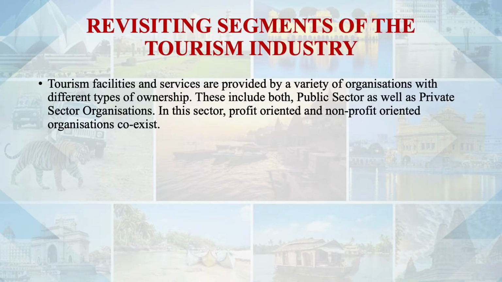Now, I'm very sure that you would have worked on segments of the tourism industry. Let's revisit them. In TS1 Unit 5, you must have discussed various segments of the tourism industry, along with various types of services. Now, tourism facilities and services are provided by a variety of organizations with different types of ownership. Yes, the word is ownership.